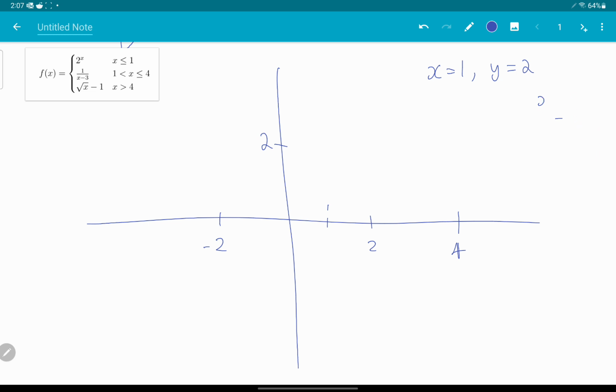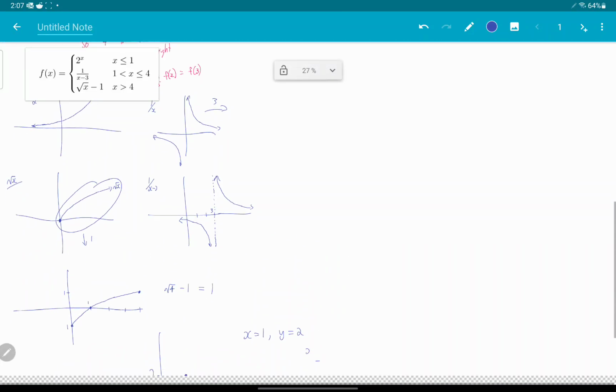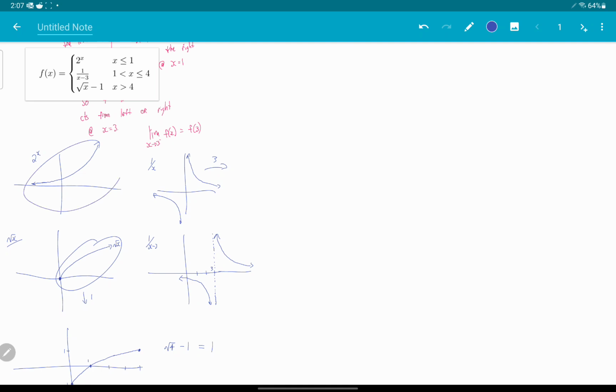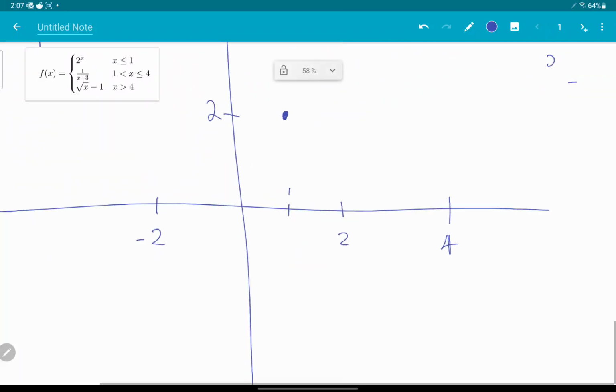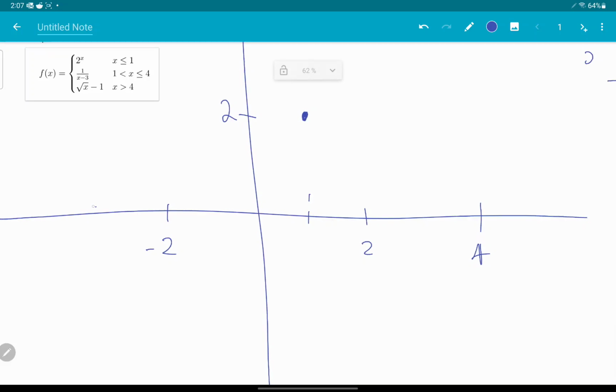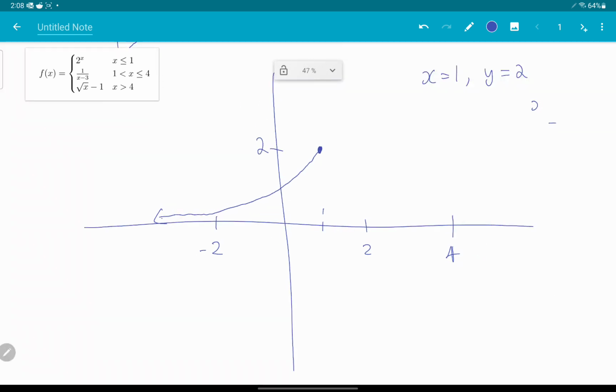So I'm actually going to go through this point here. I'm going to achieve this point here, and then it's just, as I did above, this exponential. So something like that. Continuing to the left forever. Okay, and that's the definition I use from minus infinity all the way till x equals 1.